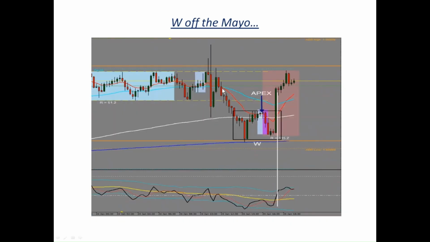Same thing with a W of the Mayo. Creates the apex, close below 13, back above. Yeah, it could be news. Okay, no big deal. Either you take or you don't take. All right. Like any W formation, ideally you're going to get out of the band in the band. Okay. All right.